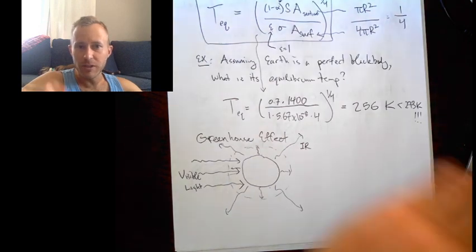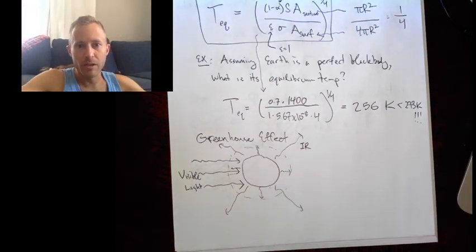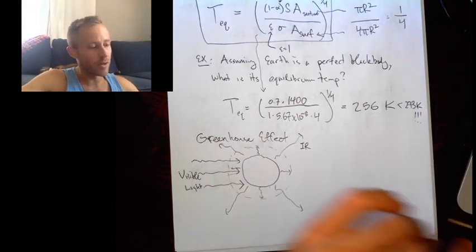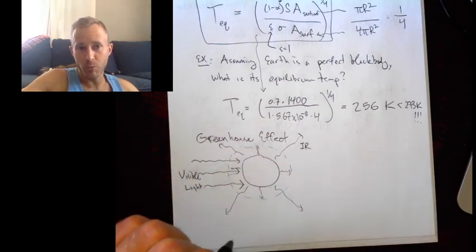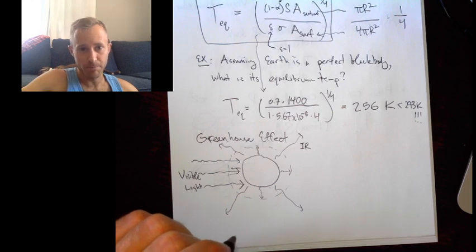So basically, the atmosphere acts like a blanket, which heats up, which makes the Earth warmer than it would be if it were a perfect black body.